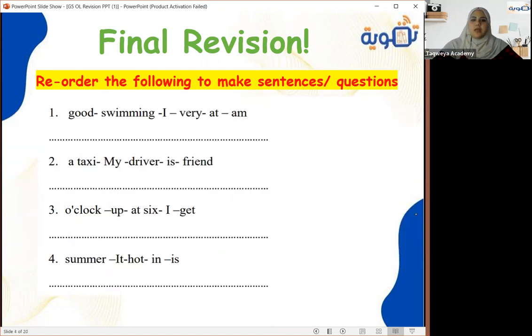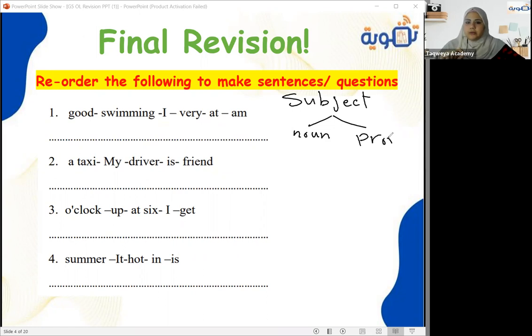Okay, next question here. Reorder the following to make sentences or questions. Number 1, if you start a sentence, you must start with a subject, a noun, or a pronoun. The subject must be a noun or a pronoun. What is a noun and a pronoun?